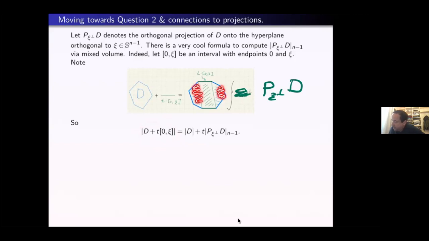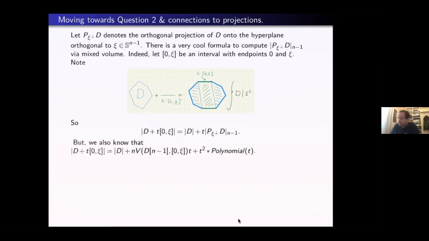Here is my D, the area of D plus T times the length of the projection, but you can repeat it all in dimension n. So you get this formula. Now, you take again your memory about the polynomial representation of the volume, that this can be written as the volume of D plus the first coefficient that we actually computed, T plus T squared. But those are the same polynomials, come on. So this coefficient must be just that, and all of this is zero, by the way. So you created a very, very nice formula for projections. The volume of the projection is just a mixed volume with an interval.